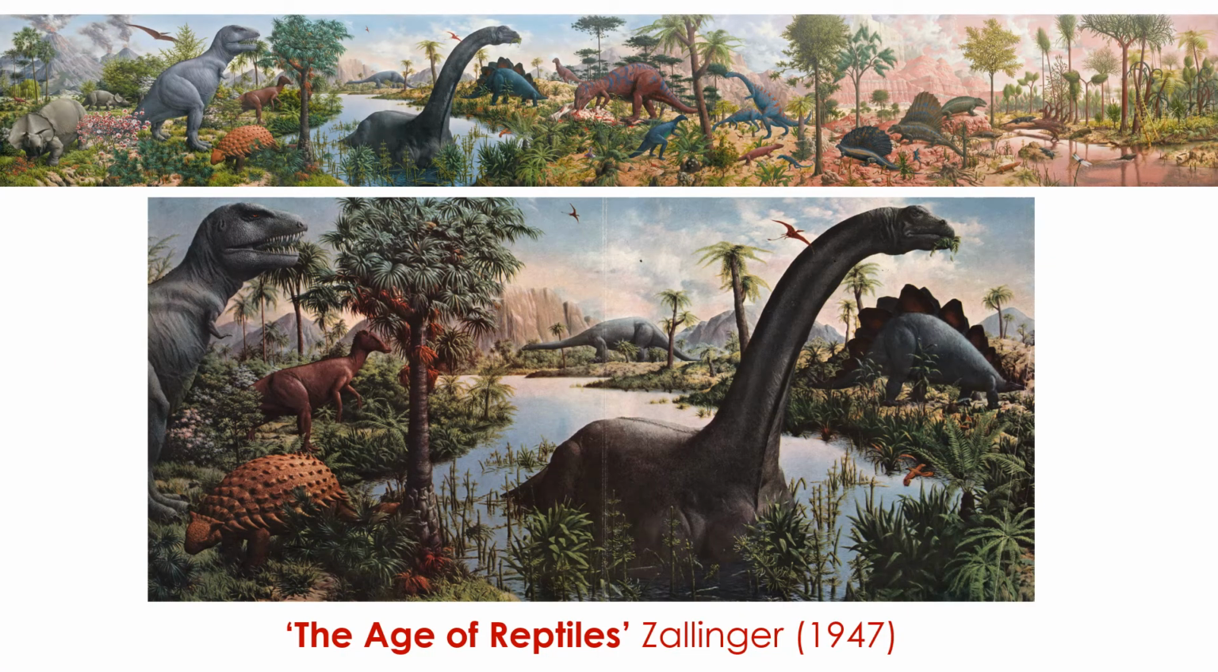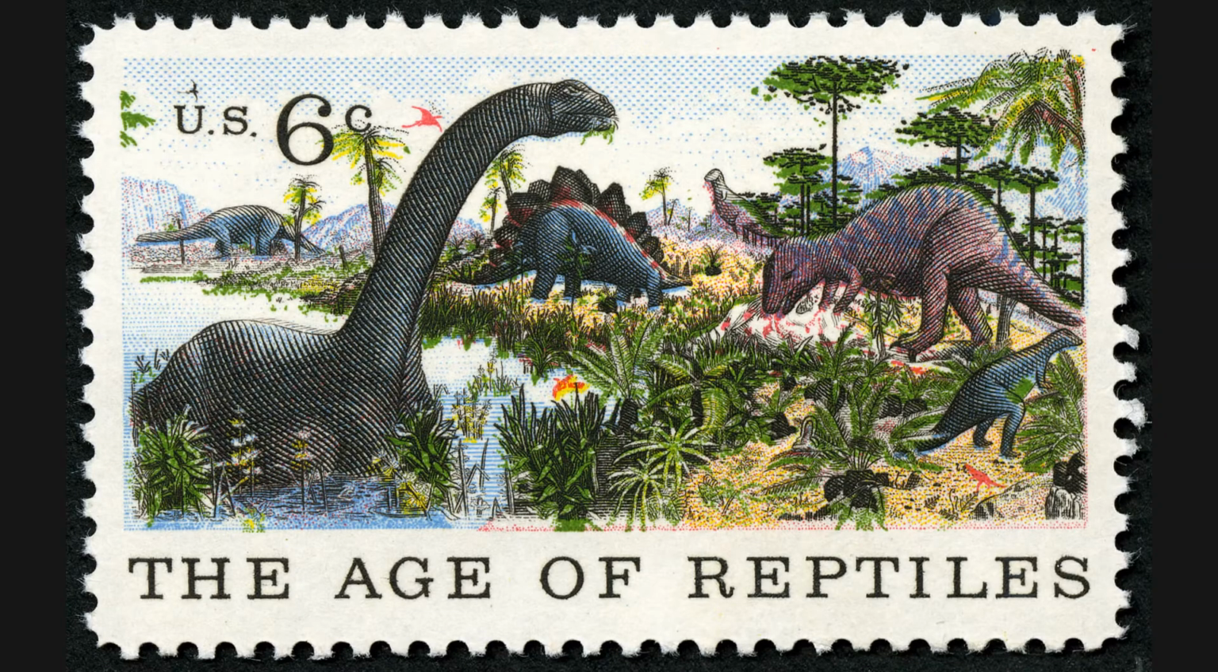This painting alone took Zallinger nearly 5 years to complete because it is 7 feet, or a little over 2 meters long, because he used a time-consuming painting technique called fresco secco, and of course, because before he could do any work on it, he needed to determine what the dinosaurs in his illustration might have actually looked like. The mural became one of the most iconic images in the field of paleontology, and it was even immortalized as a postage stamp.